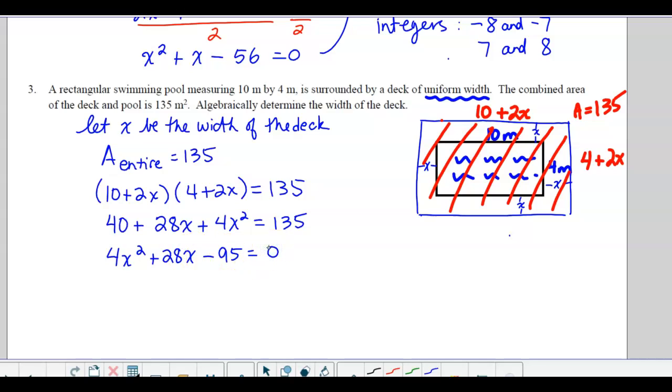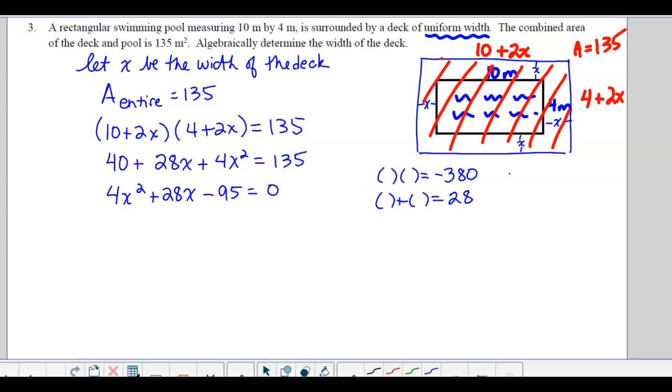Okay, so big numbers. If you can't figure out factoring, you could always use the quadratic formula, because maybe you can't factor. But if I were to factor this, I would look for two numbers that multiply to 4 times negative 95. So that's negative 380, and I would have to add to 28. So one has to be positive, one has to be negative.